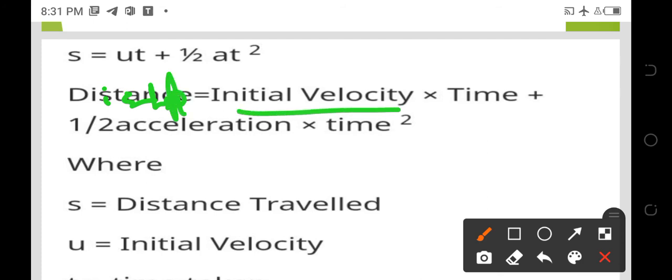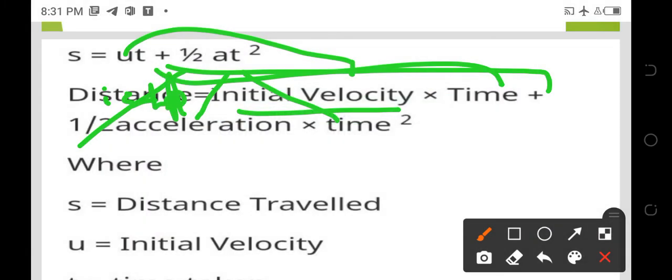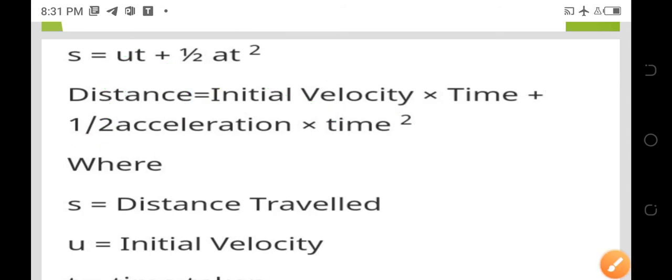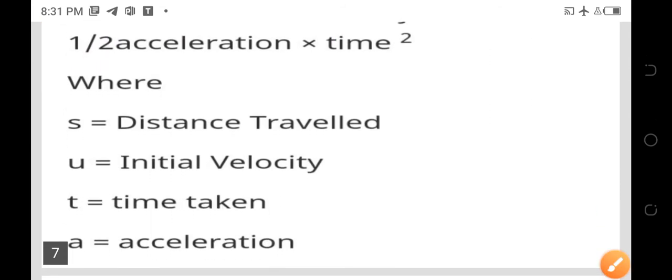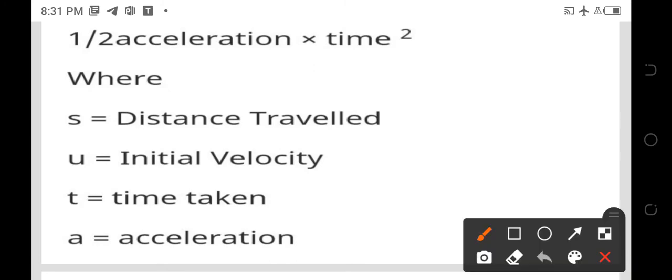Then U is the initial velocity, T is the time, plus 1 by 2, A is the acceleration, T is the time. Where S is the distance, that means here you can consider as displacement. You can consider as displacement traveled. U is the initial velocity, T is the time taken, A is the acceleration.